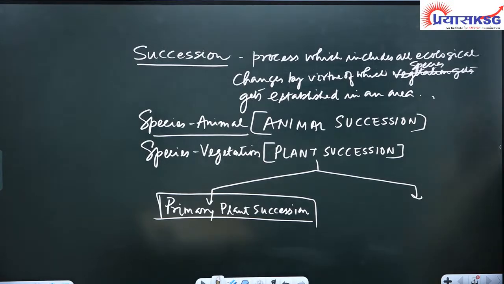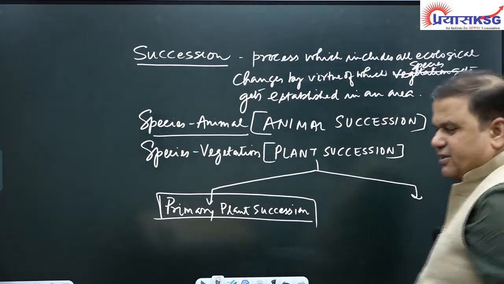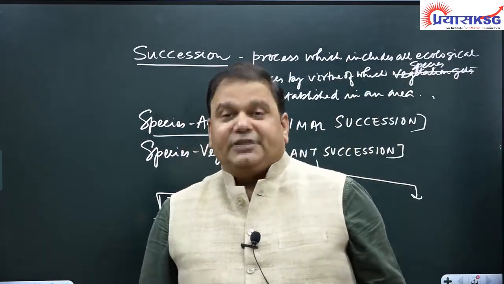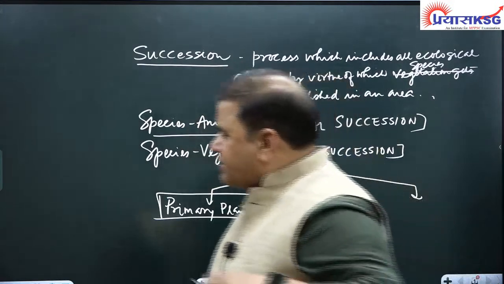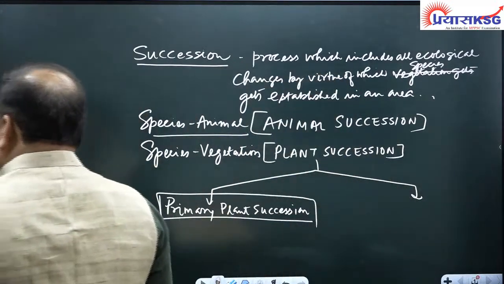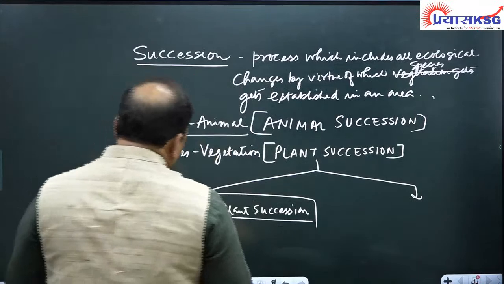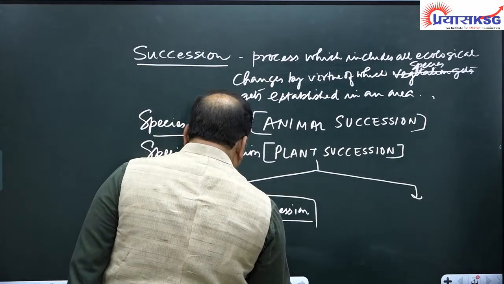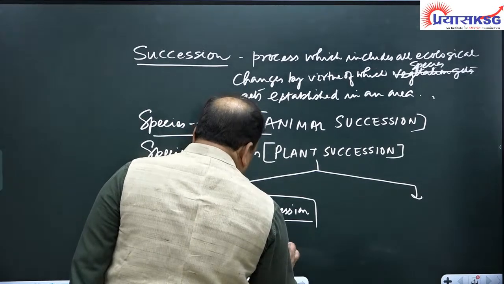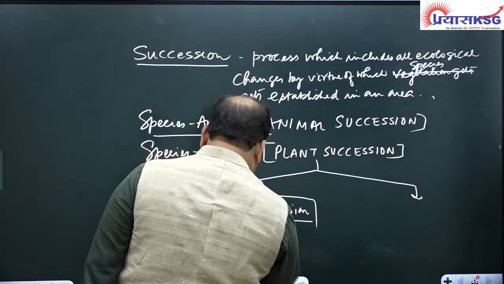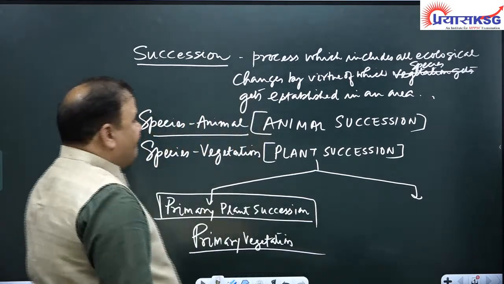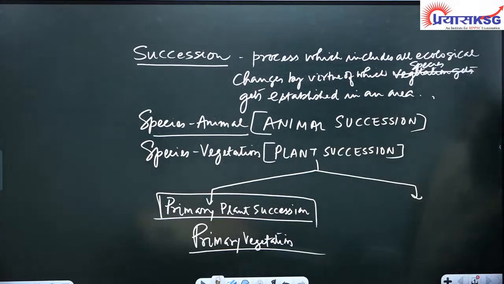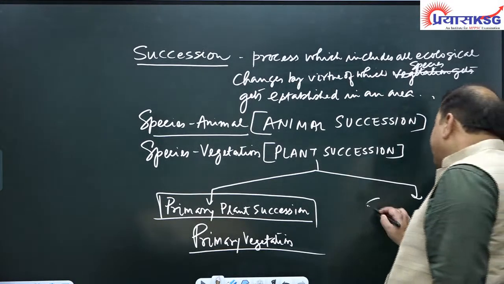So that would be called as what? That would be called as primary plant succession. And the type of vegetation would be called as what? Write down. And the type of vegetation is referred to as. जो vegetation established हुआ है would be referred to as primary vegetation. And second is what? Second is secondary plant succession.